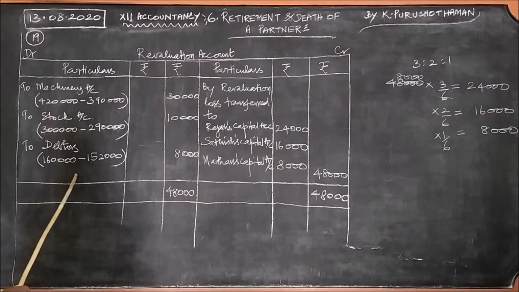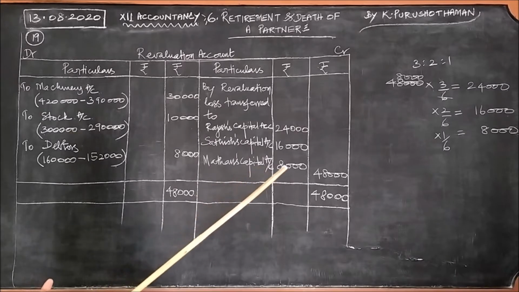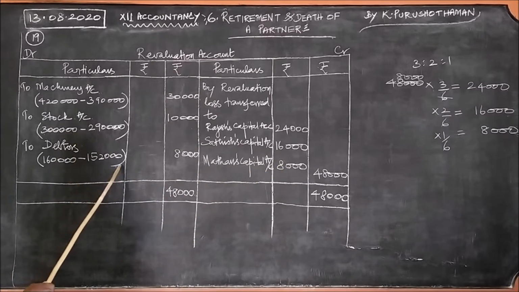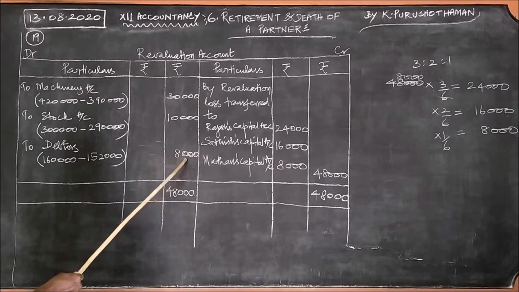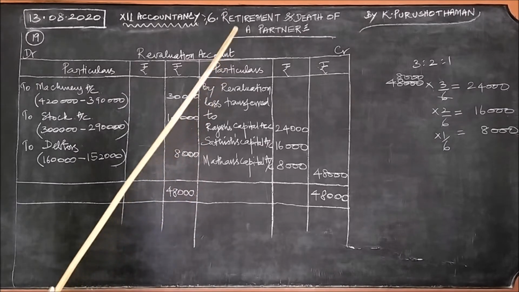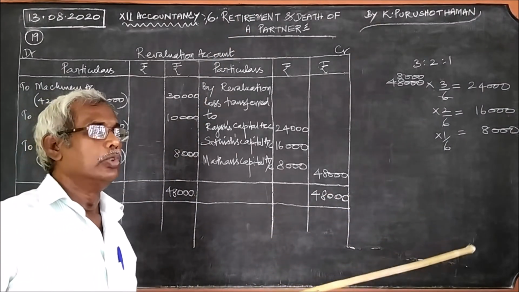In all the 3 assets there is a decrease in value. Therefore, debtors as per balance sheet 1,60,000. Now it has been valued as 1,52,000. There is a decrease. Therefore, 1,60,000 minus 1,52,000 is equal to 8,000. So the total amount is 48,000.